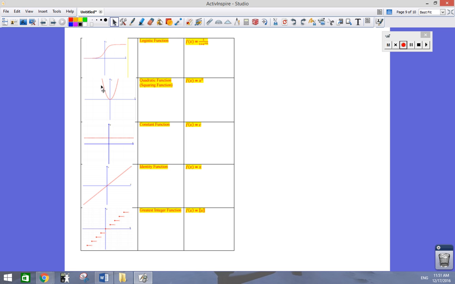Sometimes we call it quadratic, sometimes squaring. You may refer to the graph as parabola, so you could call it a parabolic function. I would accept any of those.